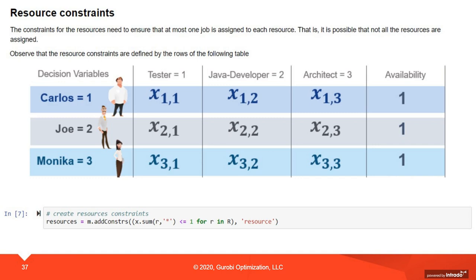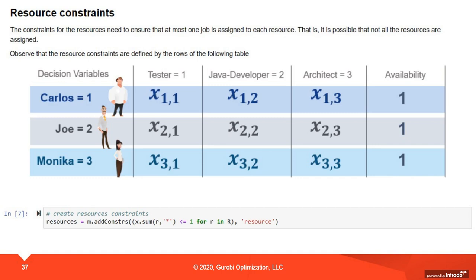And for each resource R in the list of resources capital L, we are going to define the constraint as the summation of each of the possible jobs that we can assign to the resource. And for that purpose, we are going to use the x.sum method. But in this particular case, the R is going to be fixed, and we are using the asterisk to imply that we are taking the summation of all these variables x for each job that we have here.